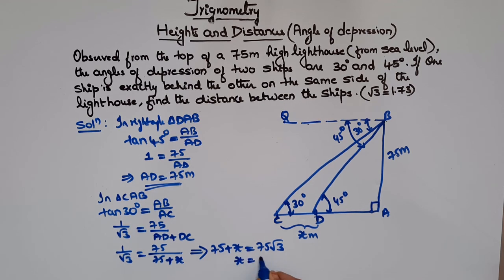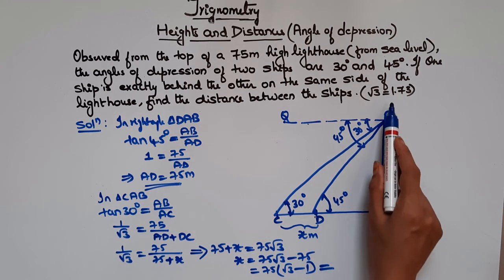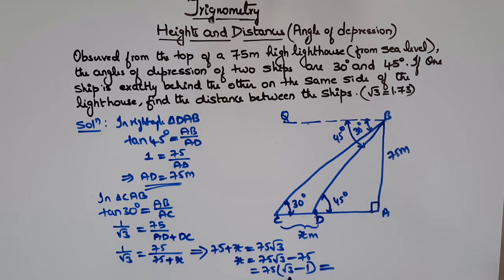So now let's see what is x. So x is equal to 75 root 3 minus 75, which is equal to 75 is common here, 75 into (root 3 minus 1). Here they have told us to take root 3 as 1.73. So 1.73 minus 1 is 0.73. So 0.73 into 75 will give you 54.75 meters. So the distance between the ships is 54.75 meters.